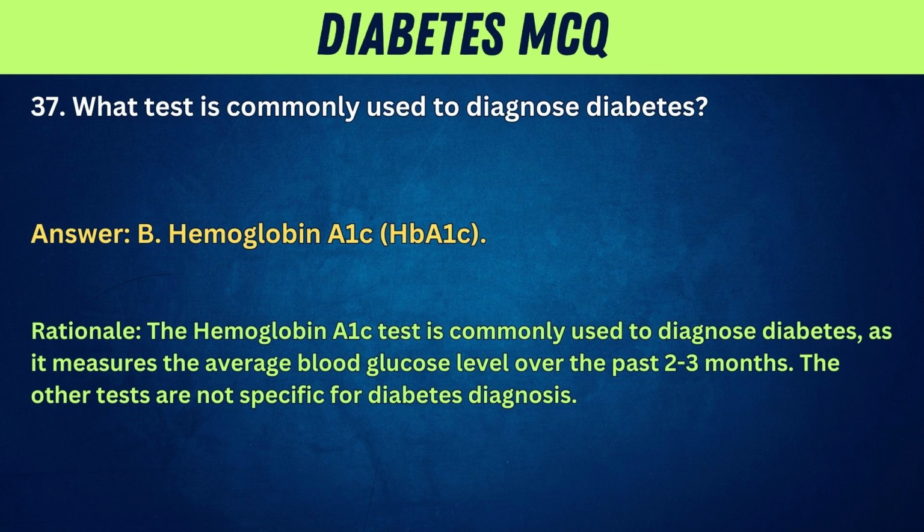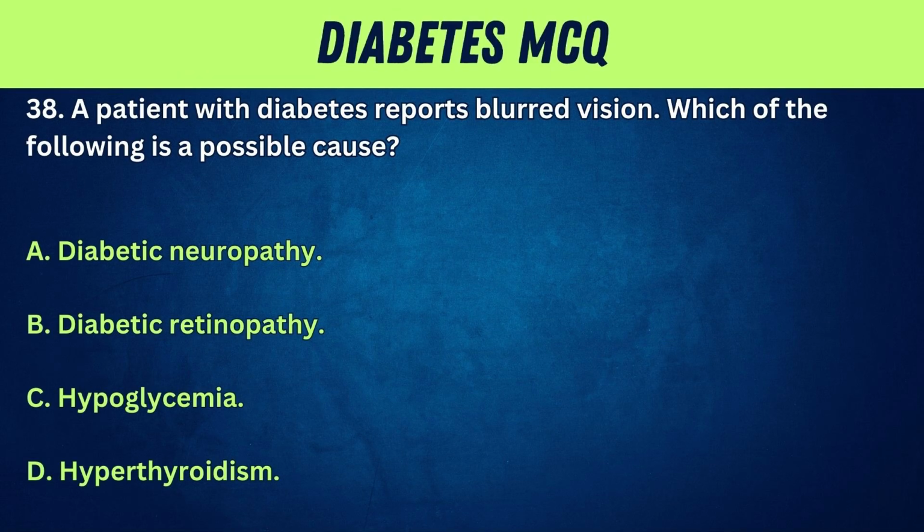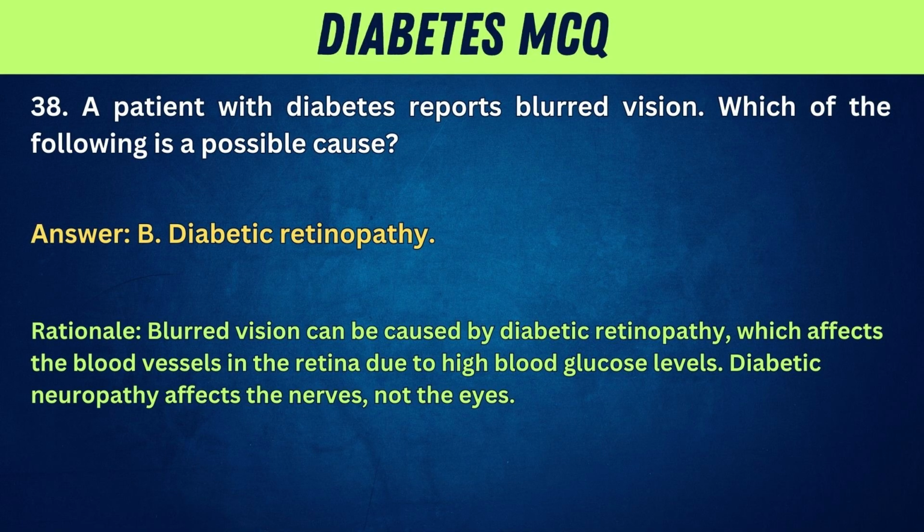The other tests are not specific for diabetes diagnosis. 38. A patient with diabetes reports blurred vision. Which of the following is a possible cause? A. Diabetic neuropathy. B. Diabetic retinopathy. C. Hypoglycemia. D. Hyperthyroidism. Answer: B.